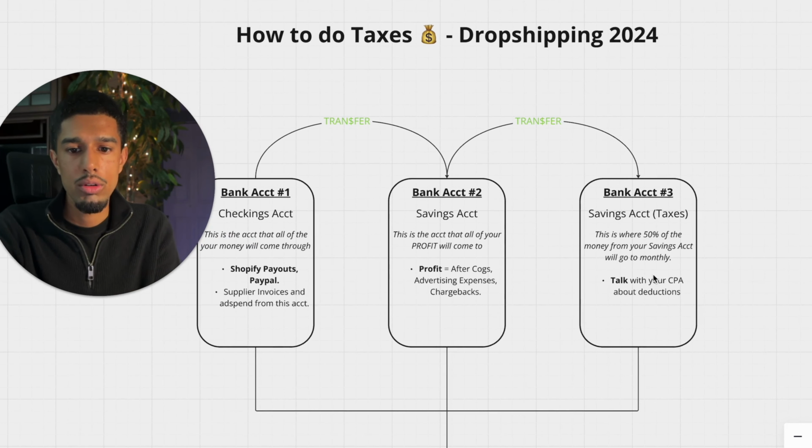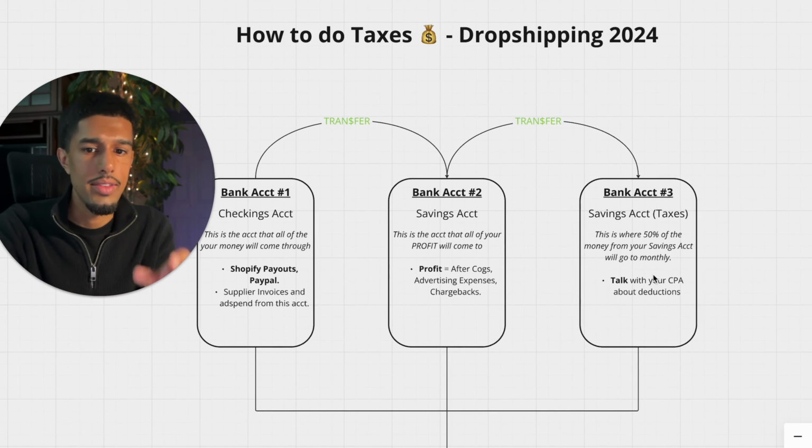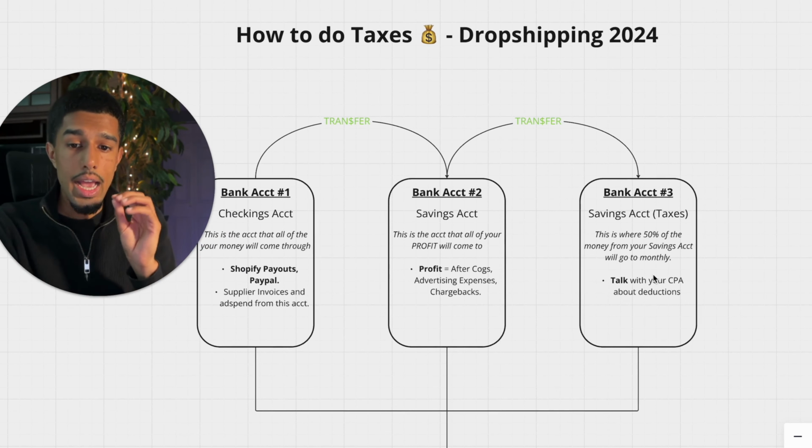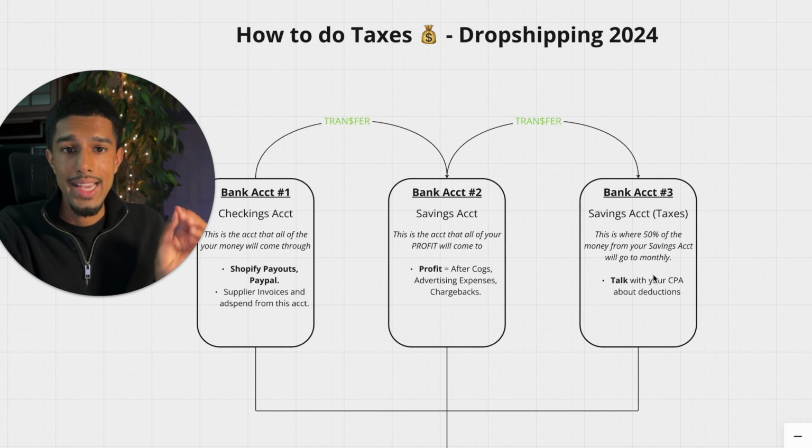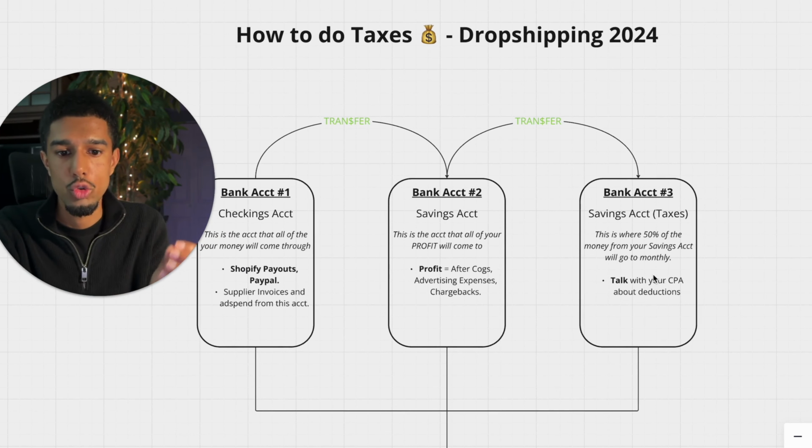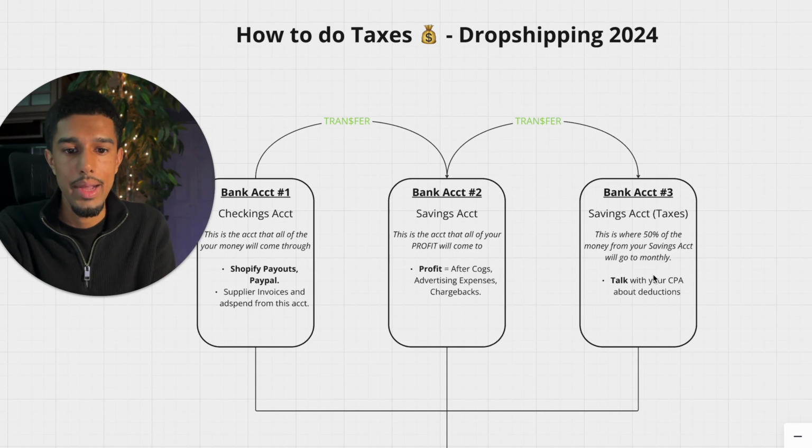Now, you may be wondering, why are you having a checking account and a savings and all of that stuff? It is a lot easier for payout companies like Stripe, Shopify payouts, or PayPal to send money to a checking account than it is to a savings account.